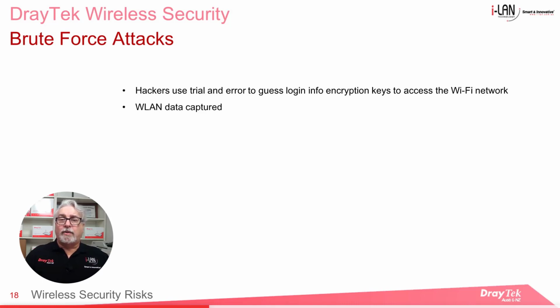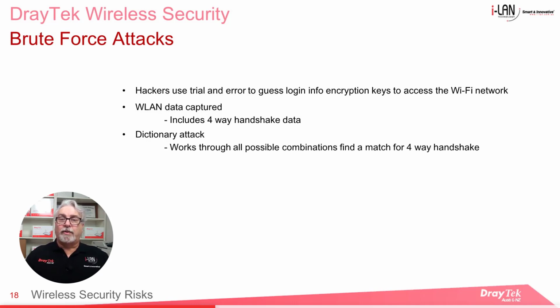Most commonly, they will capture wireless LAN traffic, which includes the four-way handshake when a Wi-Fi client authenticates to the wireless network. Then, using commonly available tools from the internet, the hacker can use a dictionary of commonly used passwords, which can have up to 15 million entries, and work through all the possible combinations to find a match for the four-way handshake. Once they have that, they then know the password. This type of attack can be done offline once the hacker has captured the wireless data.